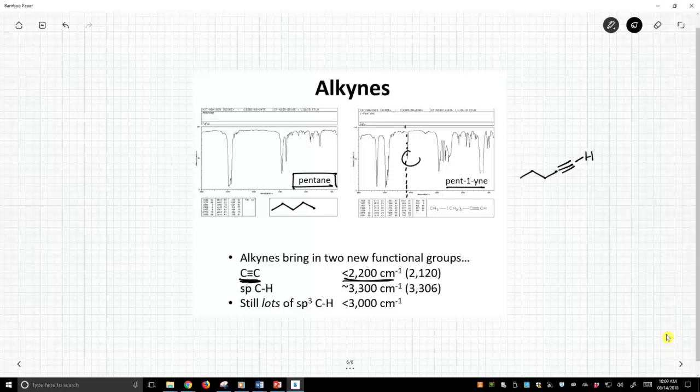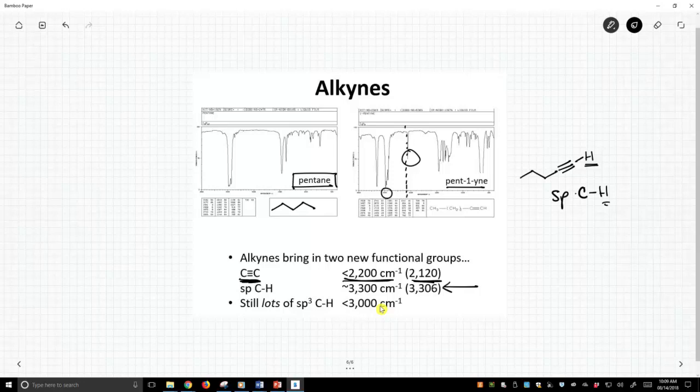And what do you know? We have a peak right there. It's at 2120. That's exactly where an alkyne should show up. Now, terminal alkynes, the ones that have this type of CH bond, an sp hybridized carbon bearing a hydrogen, those tend to show up as a nice sharp peak well above 3000 wave numbers. And that's what we see.